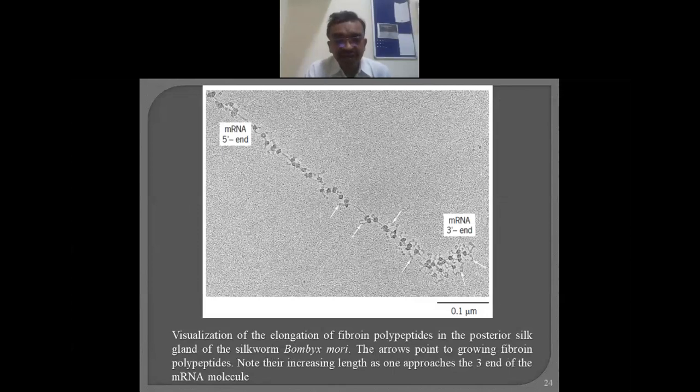Actually it is quite difficult for you to see, but here it is under the electron microscope. These globular molecules are the ribosomes. This particular photograph is taken from the silkworm, Bombyx mori, showing how silk is synthesized. The arrow shows that initially the sequence is short, but later on you will find that the length has increased. This is the mRNA, and it is passive.